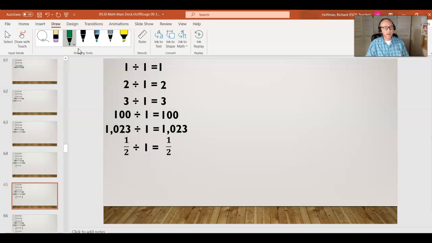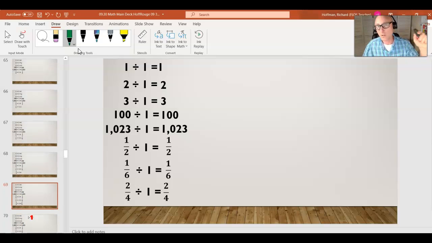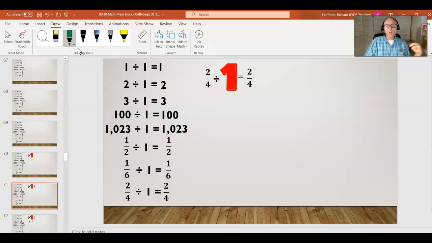1/2 divided by 1 is 1/2. 1/6 divided by 1 is 1/6. 2/4 divided by 1 is 2/4. But we're going to take this to another level now. There's a reason why I put that 1 in big red like that. 2/4 divided by 1 is 2/4, right? We just said that. We said it right down here.